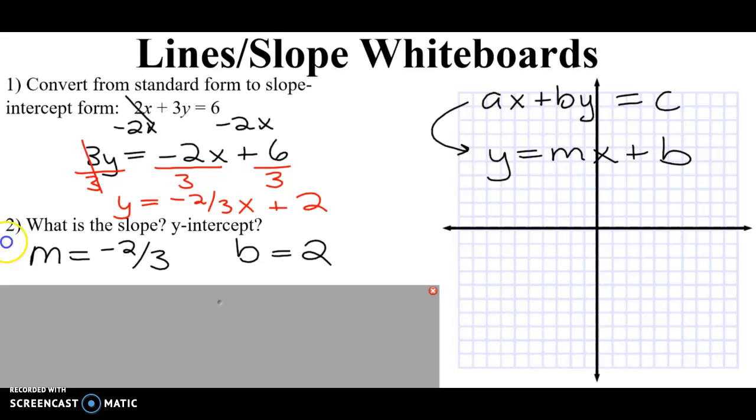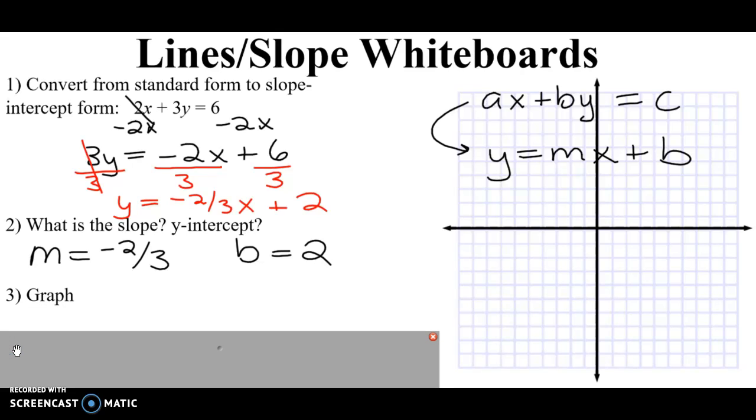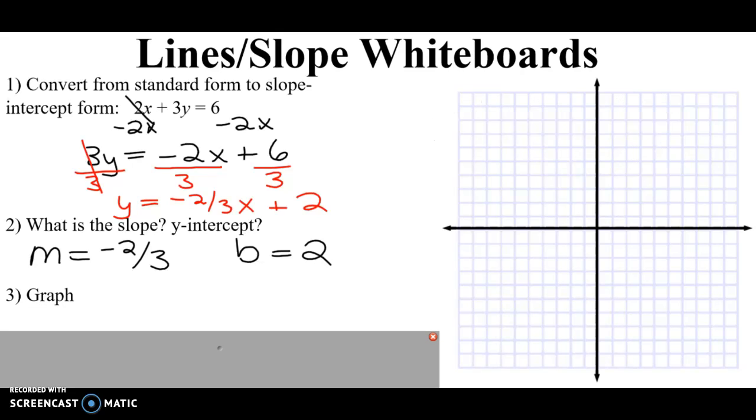Okay? Step 3, graph. The y-intercept is 2. You have to graph that first, otherwise you don't know where to go from with the slope. We have to know one of the points. And the y-intercept is a point on the y-axis. It's at 2 in this case. And now from that point, the slope tells us where to go.